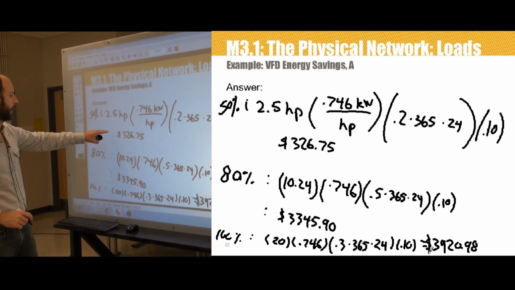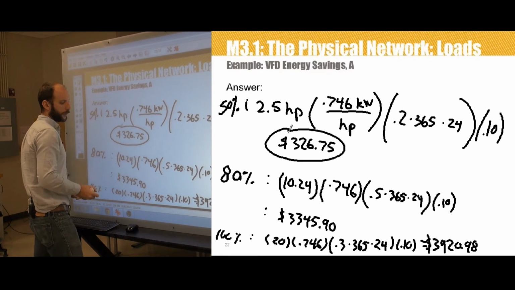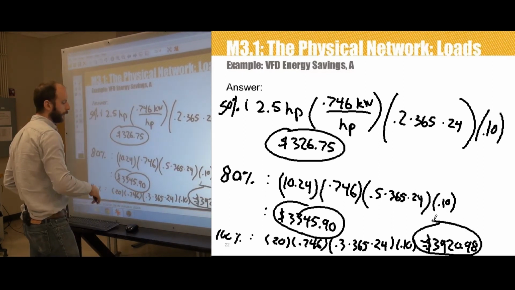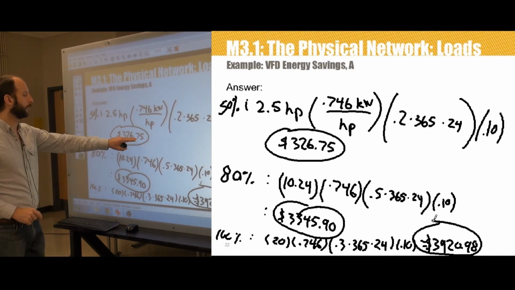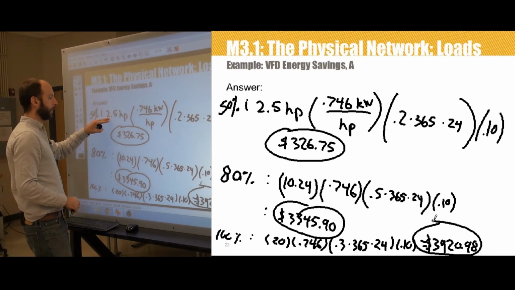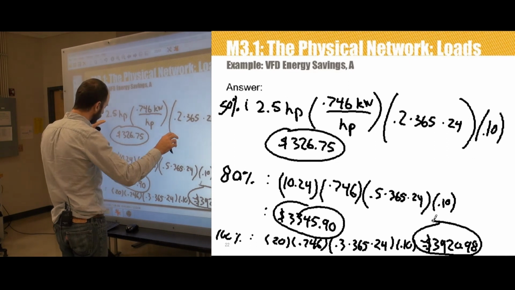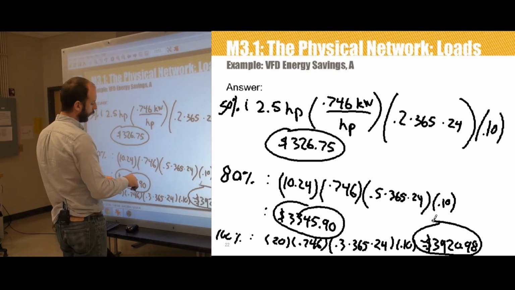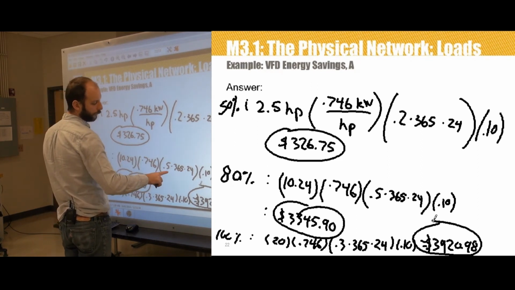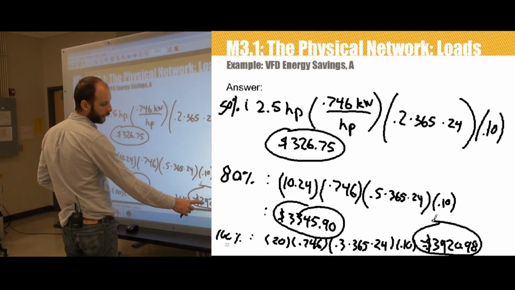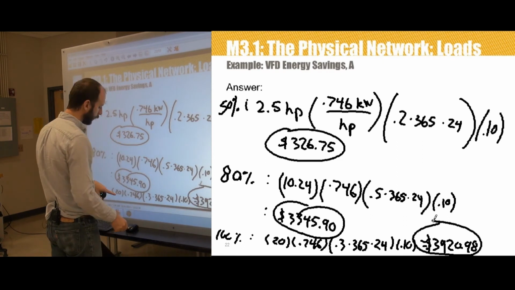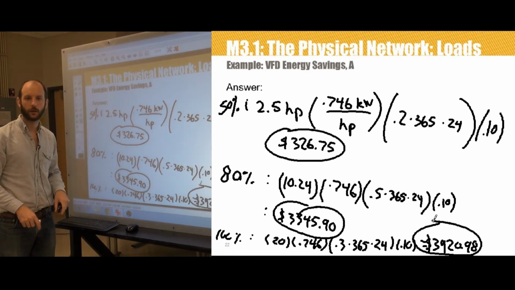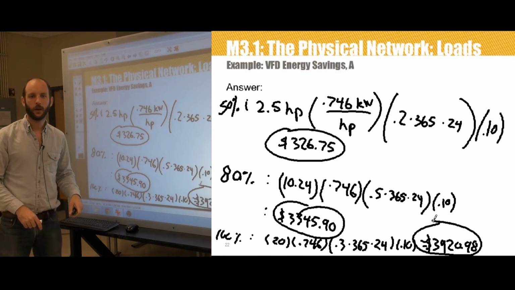All right, so we've got three different operational costs depending on the horsepower and percent of the time that it runs based on the VFD. $326.75 for running it at 2.5 horsepower for 20% of the year. $3,345.90 for running it at 10.24 horsepower for 50% of the year. And $3,920.98 for running it at full speed, or 20 horsepower, for 30% of the year.